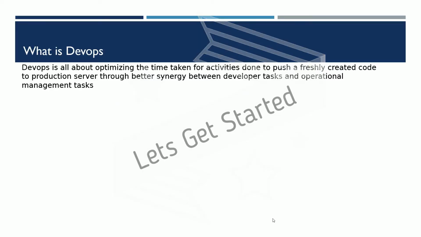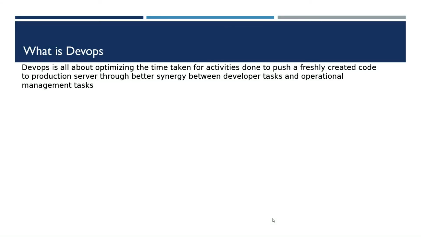First of all, let's understand the traditional definition of DevOps. It's all about optimizing the time that we take for all the activities that are needed to push freshly created code to the production server through better synergy between the developer teams and the operational teams, so that the tasks handled by both of these teams are managed better.